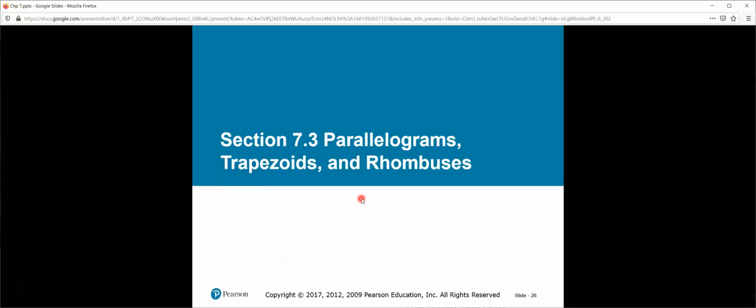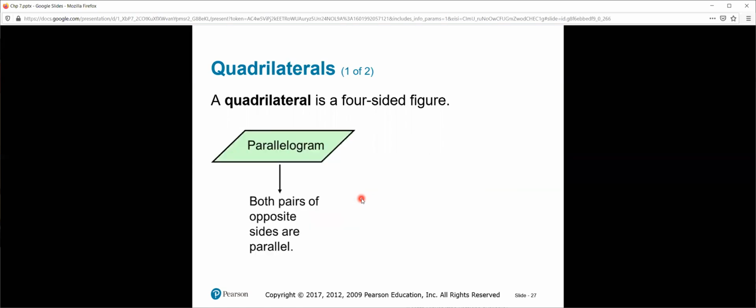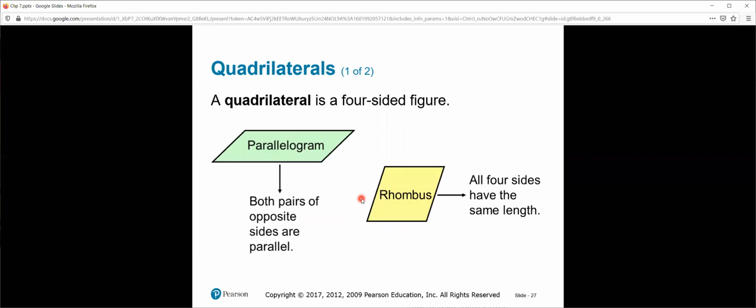Parallelograms, trapezoids, and rhombuses. Oh boy, lots of big, fun, scary-looking words, right? No, not really. Not difficult stuff to go over. A quadrilateral is a four-sided figure. Technically, rectangles and squares are quadrilaterals. A rectangle is a quadrilateral that follows certain rules. A square is a quadrilateral that follows, again, certain rules.